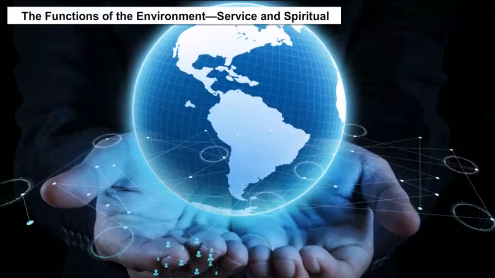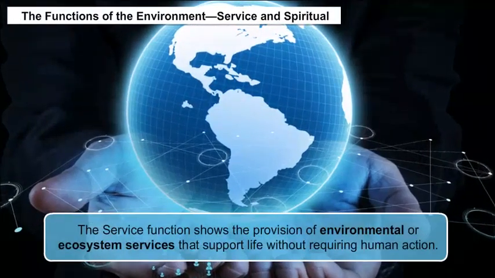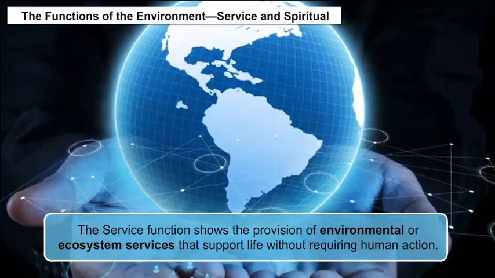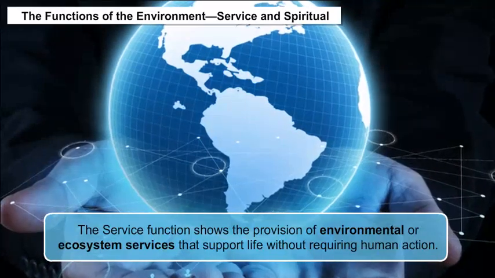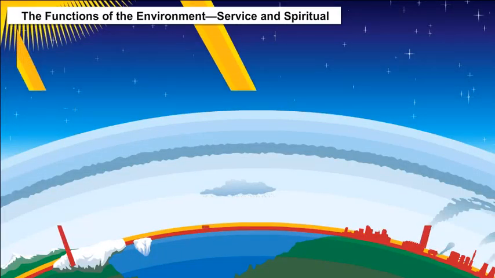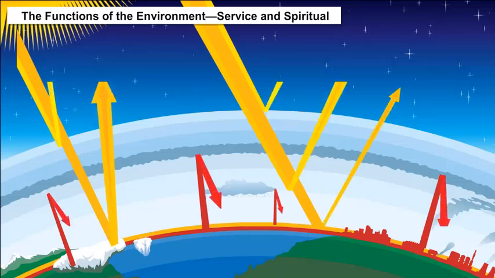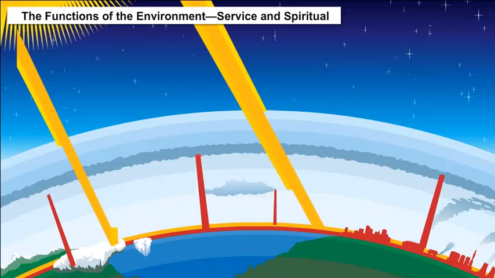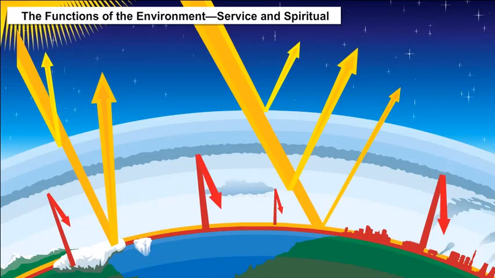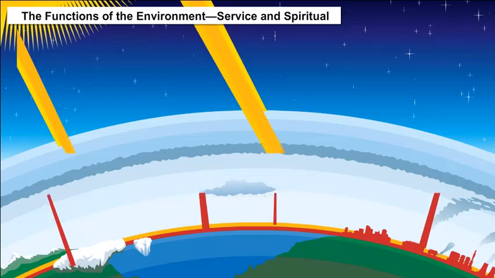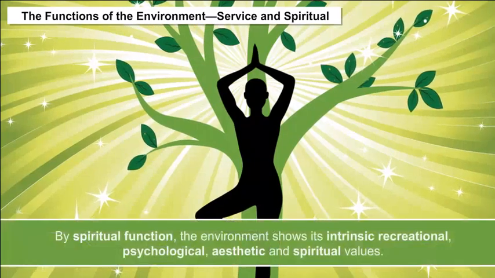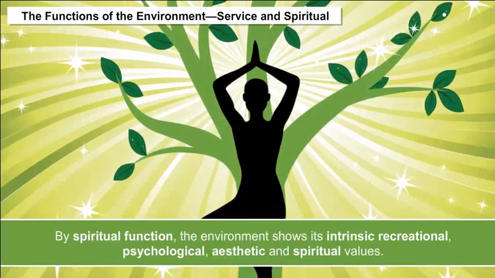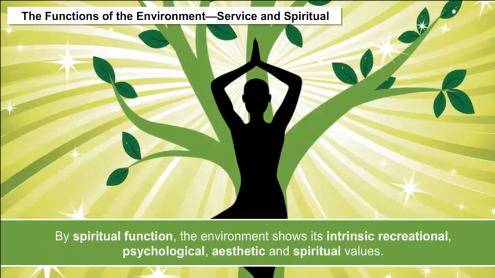Service and spiritual. The service function shows the provision of environmental or ecosystem services that support life without requiring human action. For example, the Earth's natural greenhouse effect operates to ensure that the atmosphere holds the heat produced by incoming solar radiation during the day, so we are able to keep warm at night. Climate regulation. By spiritual function, the environment shows its intrinsic, recreational, physiological, aesthetic, and spiritual values.